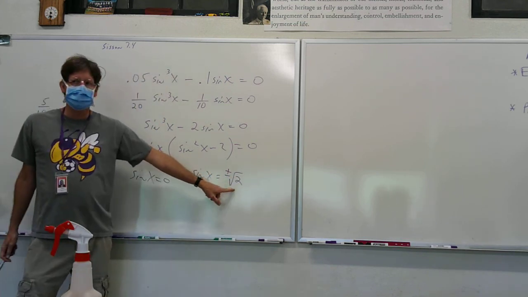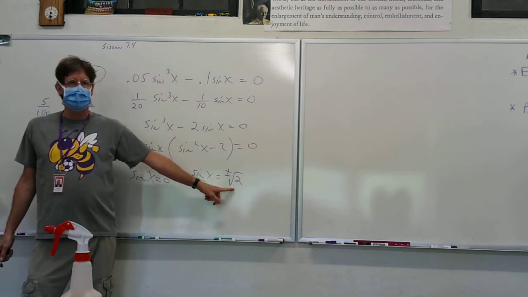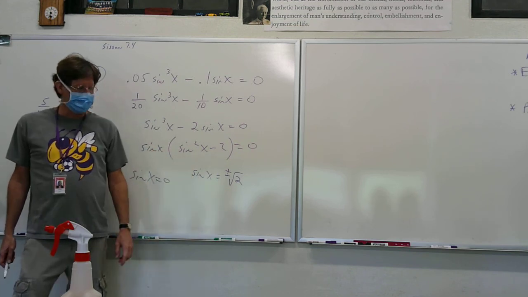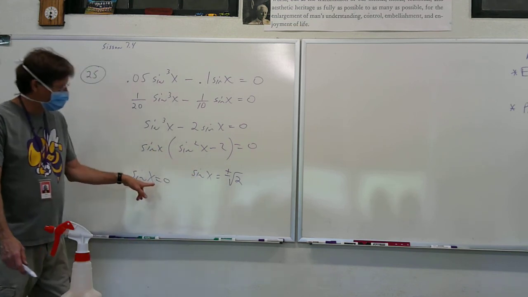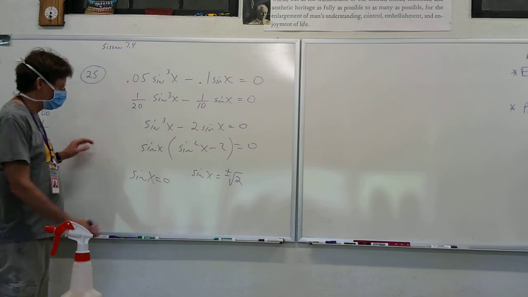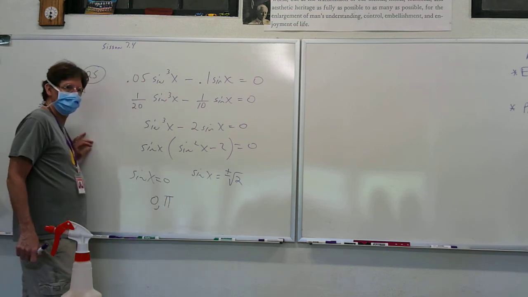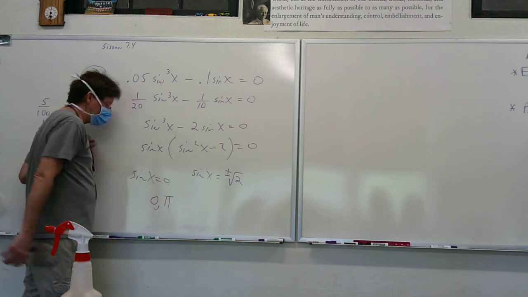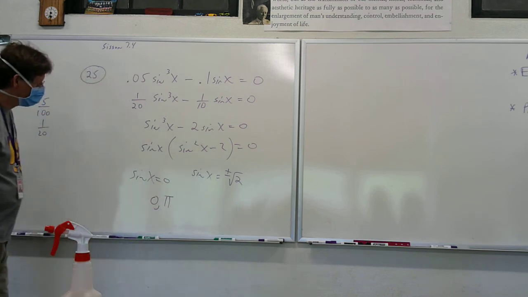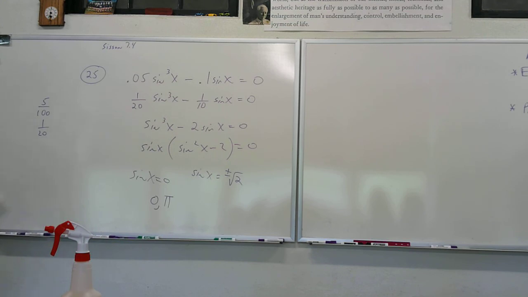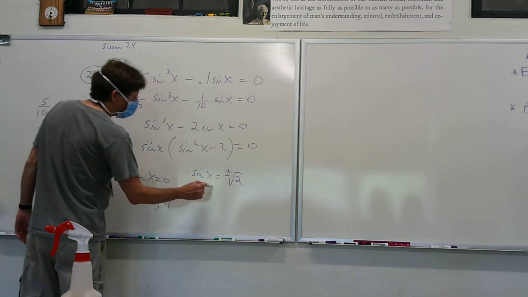That number is bigger than 1 or smaller than negative 1, isn't it? That's an empty set right there, but then you have to work out this part. 0, and then where else? Pi. And if you put 2 pi, Mr. Evans wouldn't mark it wrong, but 0 and pi. This one, nope, no help.